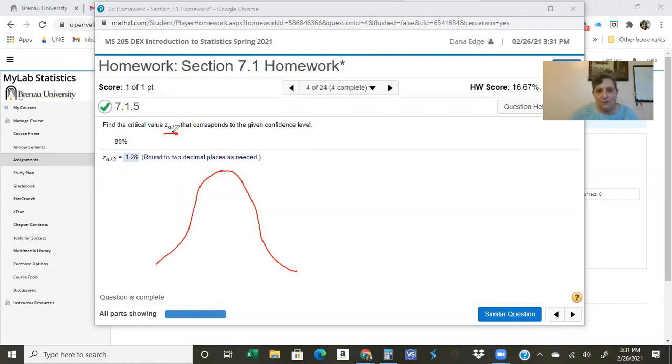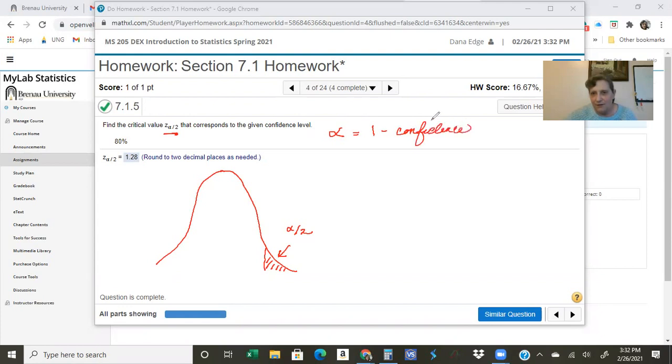When you have a subscript like that, this means the amount of the area under the curve which is above that z value. So we're talking about finding a z value right here where the amount of the area under the curve but above that z value is alpha over 2. Alpha represents 1 minus your confidence level.